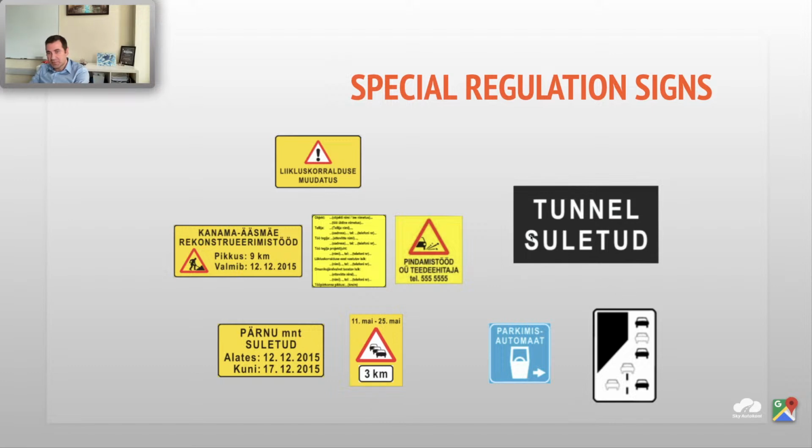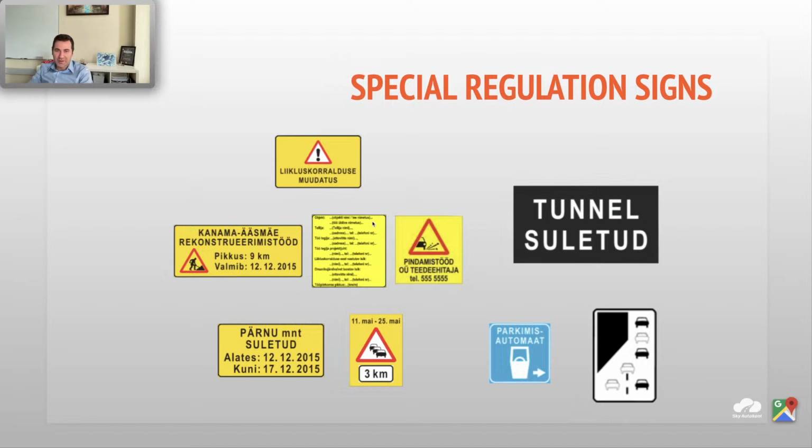This sign means the tunnel is closed. This means that there is a parking machine, so you can buy your ticket to pay for your parking. And this sign means that two lanes merge into one, and they show you how to change your lane. It will be in checkerboard order, so it means that the cars which are driving on the right side also have to give way to others so they can safely change lanes.